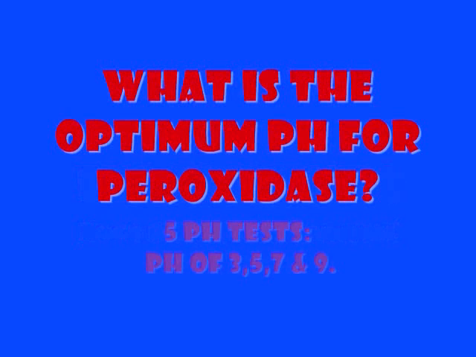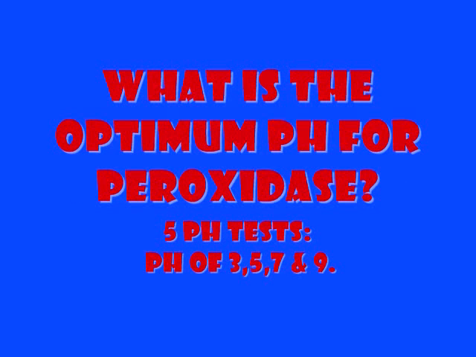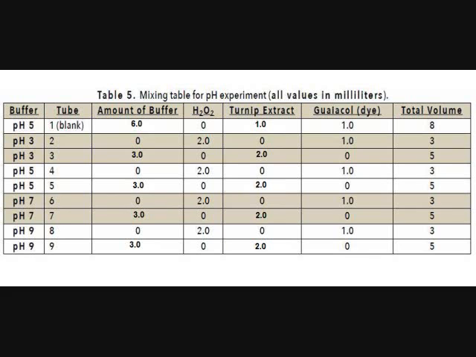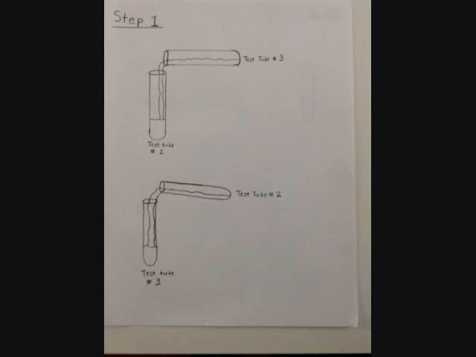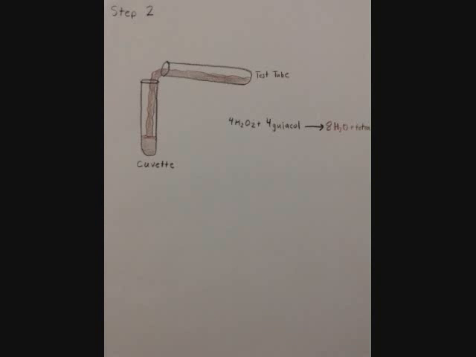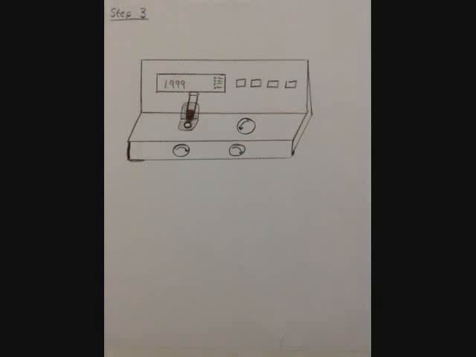Experiment 3. The effect of pH on enzyme activity. What's the optimum pH for peroxidase? 5 pH tests were done testing various pH levels: 3, 5, 7, and 9. Table 5 is the mixing table for the pH test. Various pH levels were tested for the following concentration regions in each test tube. Procedure. The same procedures were followed when measuring absorbances using a spectrophotometer. The pH levels were changed.